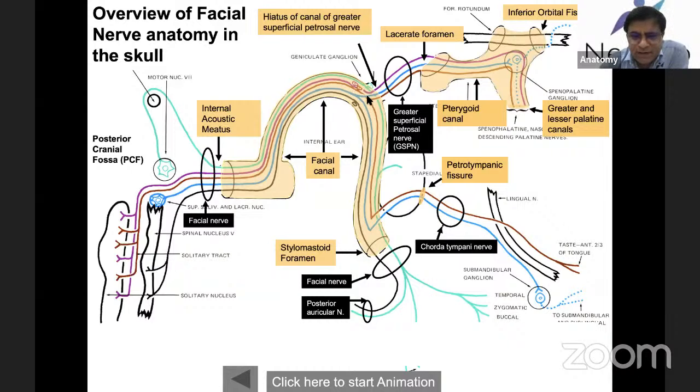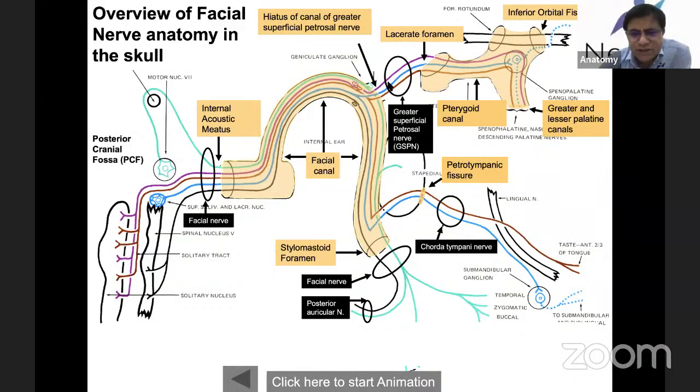Then it gives a bend. This is a sharp bend, and it's called the genu. And then it has a smooth curve, the descending portion of the facial canal, curving around the promontory of the middle ear cavity. On the medial wall of the middle ear, there's a promontory. It curves around like this, and then emerges down below through the stylomastoid foramen. So that's the course.